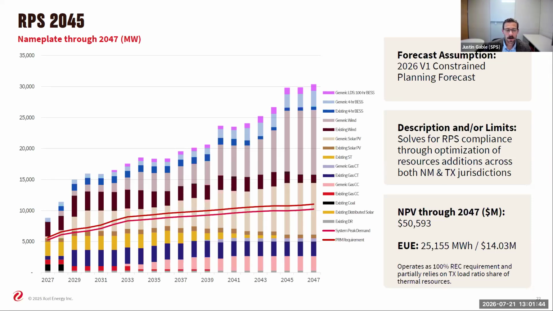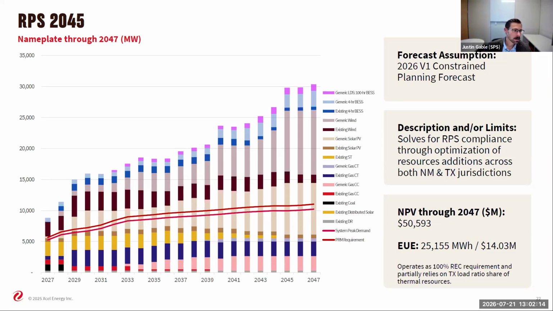This scenario means that resources through the planning horizon are affected by one state, or I'm sorry, that the resources being built for one state's requirement affect both states. In general, we saw a small amount of EUE. We also saw a delta increase on the net present value as compared to our base emerging tech scenario.